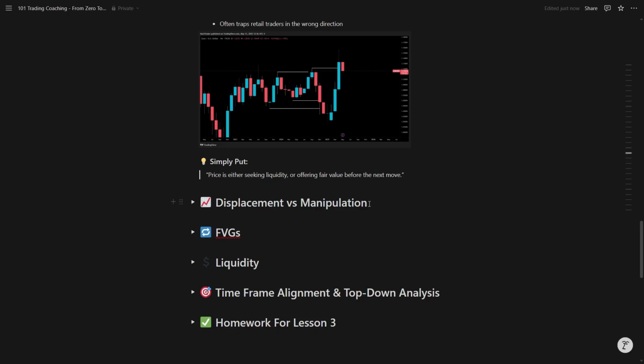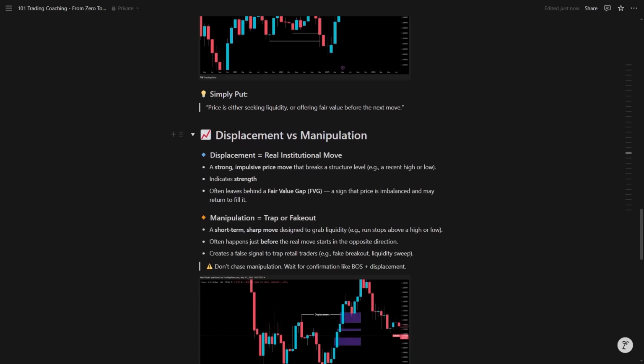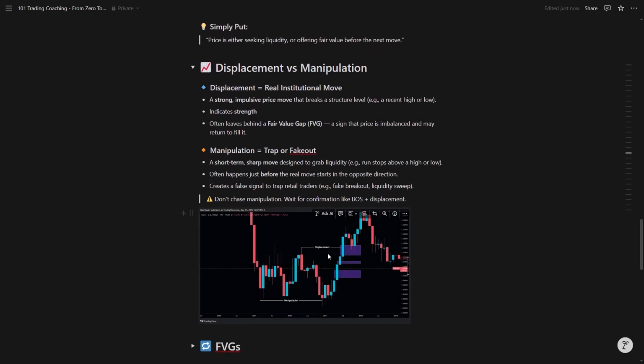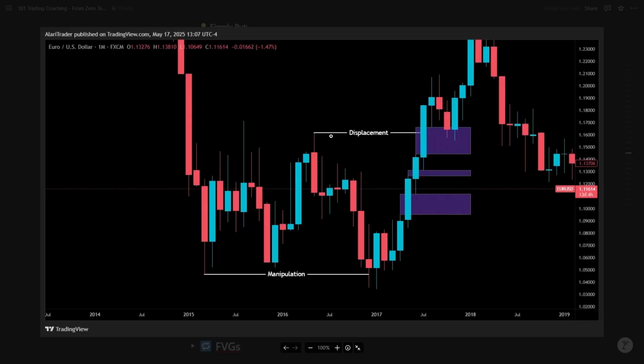Now the second concept is displacement versus manipulation. So displacement is simply the real institutional move, you can call it. It's a strong, impulsive price move that breaks structure. It indicates strength and often leaves behind a fair value gap. That's again where we can use fair value gaps to our advantage. That's the first move, and it's shown in this picture, for example. We displaced through this high with intention, with strength, and we left a fair value gap. And then when the price comes back into this fair value gap, it's very high probability that it will continue to go up. You understand?